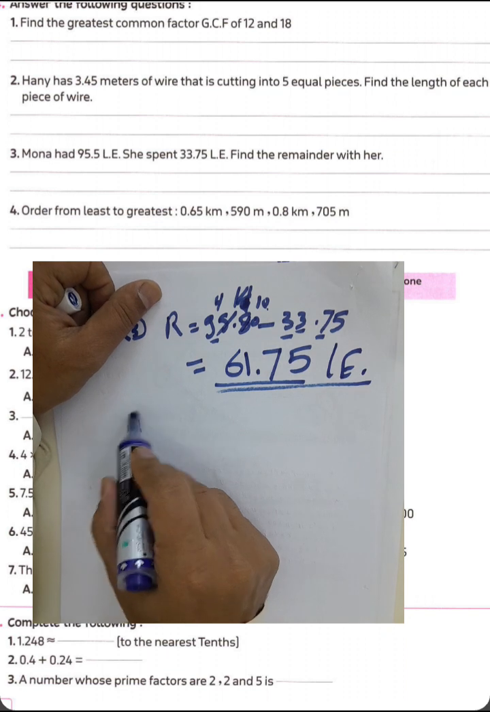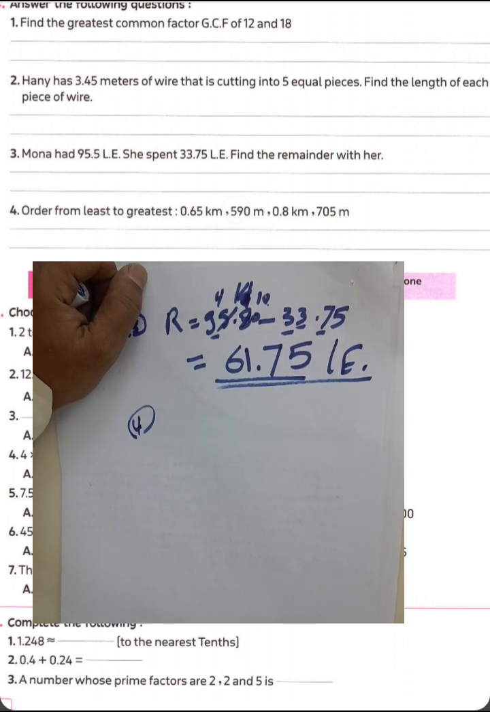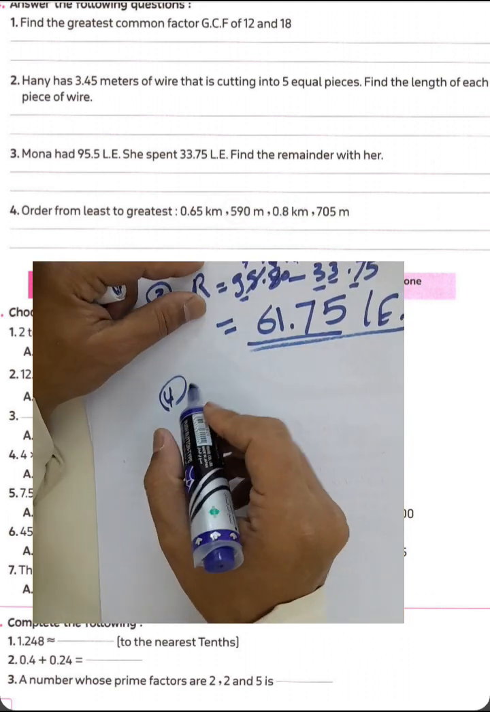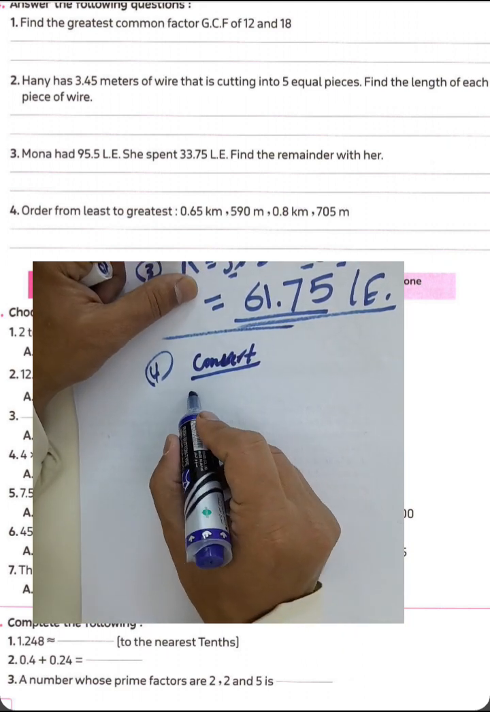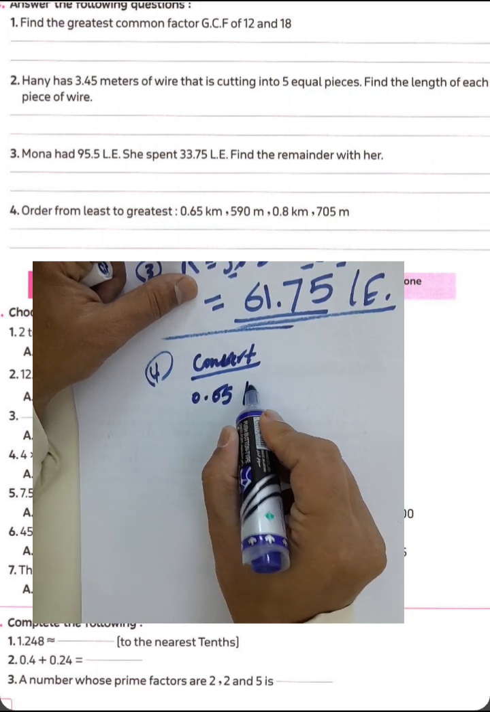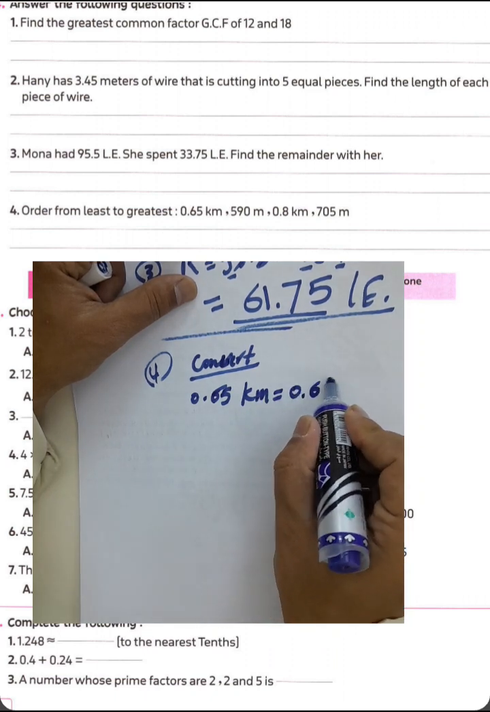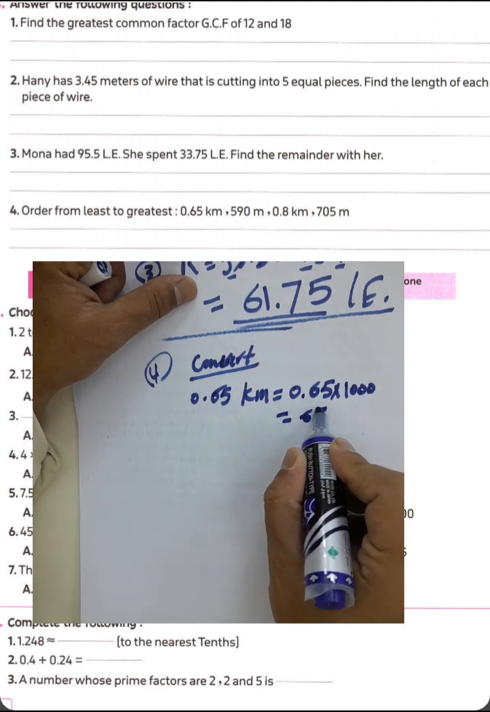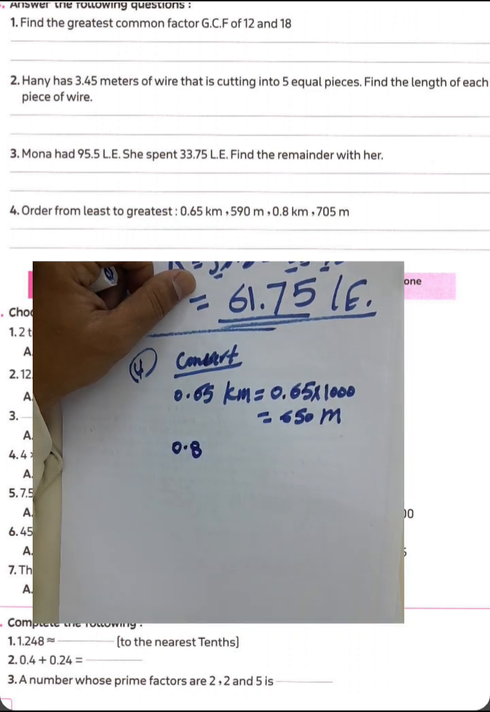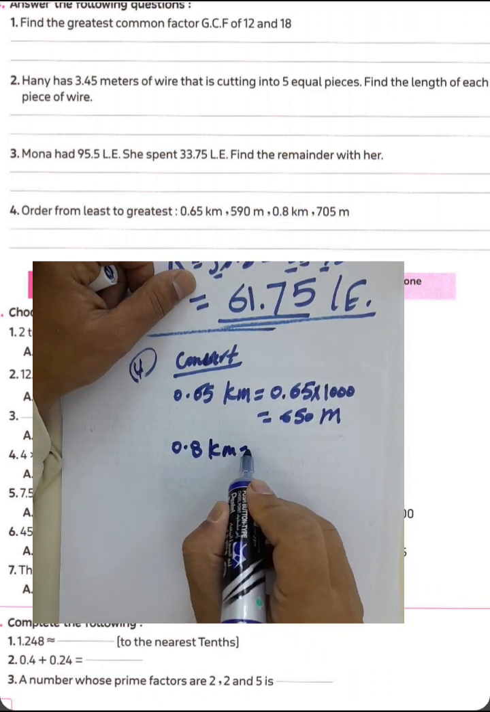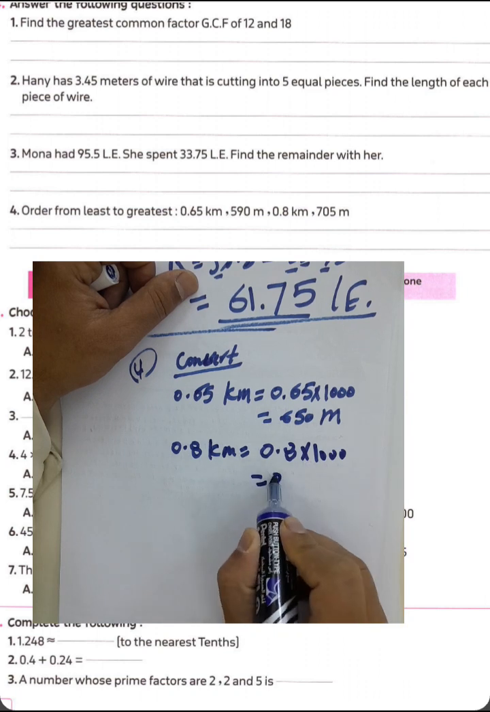Last question, number 4. Order from least to greatest. First, we must convert all the lengths to the same unit. First step, I will convert the lengths. Okay, we have here 0.65 kilometer. Convert from kilometer to meter by multiplication by 1000. It will be 650 meters. And the next one, we have 0.8 kilometer. To convert to meter, you must multiply by 1000. 0.8 times 1000 will be 800 meters.